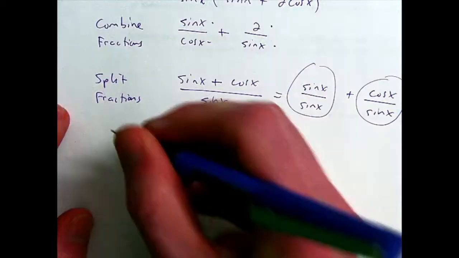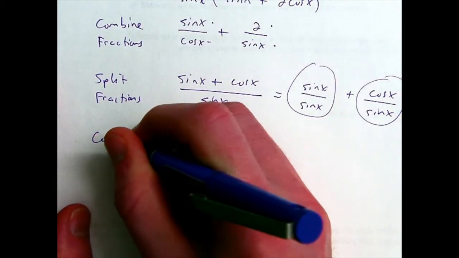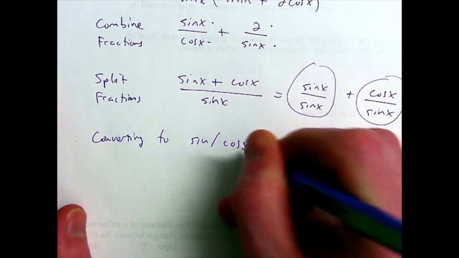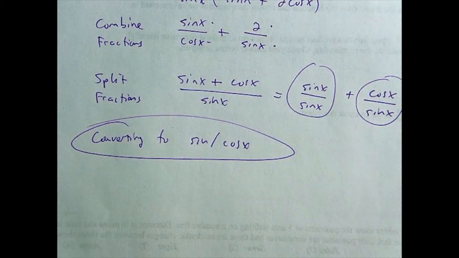There is one more move that I want to tell you about, and it's converting everything to sine and cosine. This is kind of a last resort. It's something that you do if you don't see anything else that you can do, but it gets used quite a lot, so I don't want to portray it as a total last resort. You shouldn't be too hesitant to use it, because it is often quite useful.